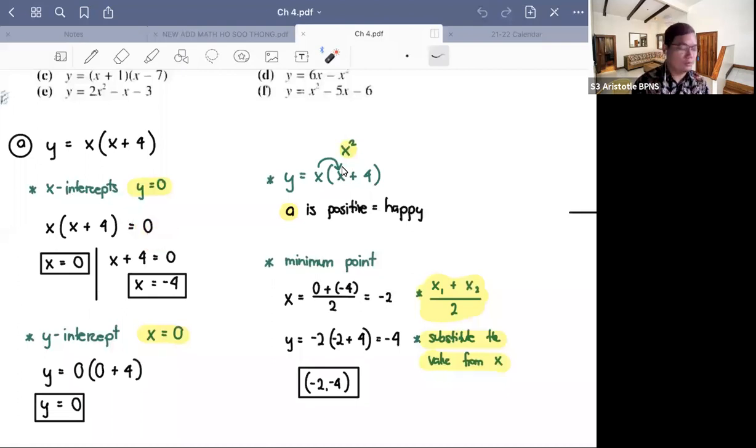And then what do we need to do next? So equate each factor to 0. So x equals 0. So that's why the first x is 0. And then x plus 4 equals 0. So that's why the second x is negative 4. That's it. Okay, so those are your x-intercepts. So it's way much simpler, right?